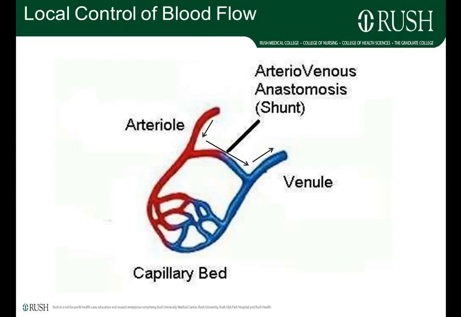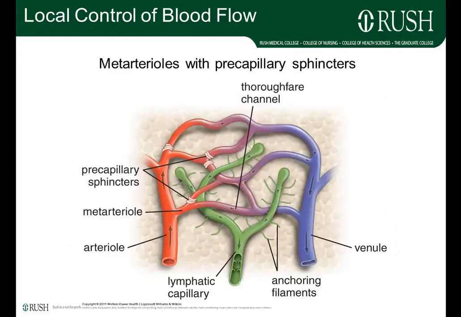Structures called arteriovenous anastomoses act as shunts to control the blood flow in certain areas, such as the areas in the dermis. When you want to conserve heat, blood can be shunted away from the capillary bed in some cases and directly into the venous circulation using these arteriovenous anastomoses.